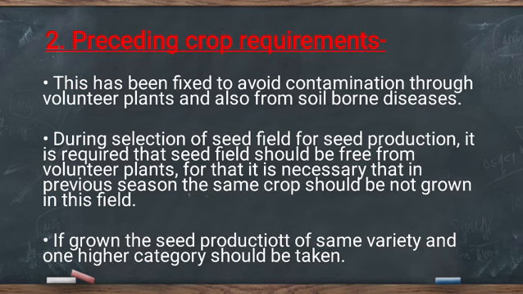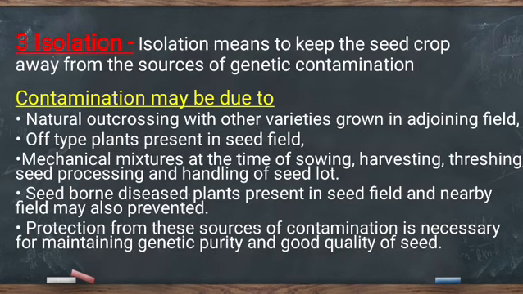During selection of a seed field for seed production, it is required that the seed field should be free from volunteer plants. For that, it is necessary that in the previous season the same crop should not be grown in this field. If grown, the seed production of the same variety and one higher category should be taken.